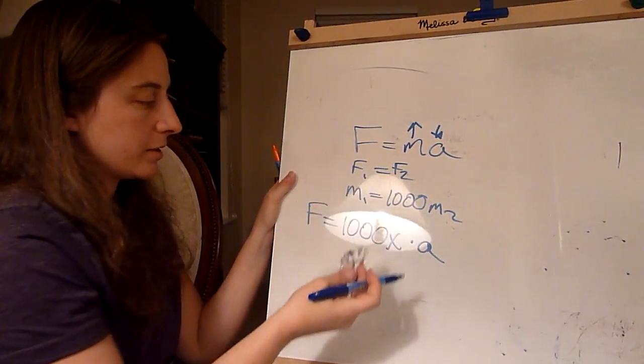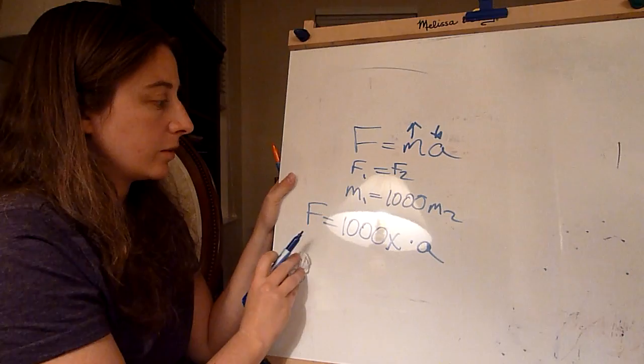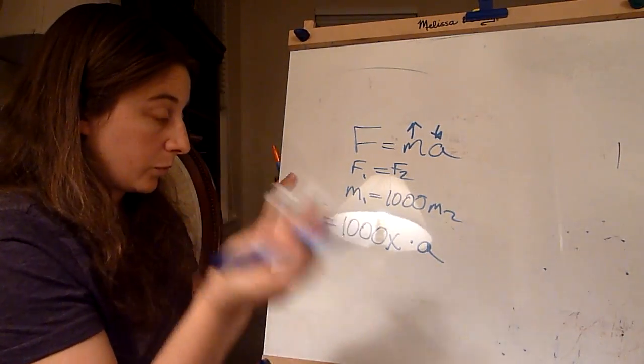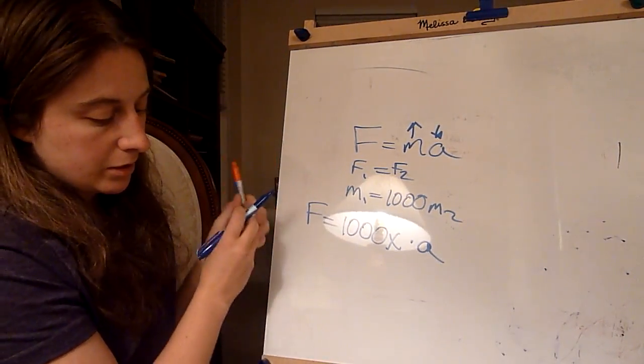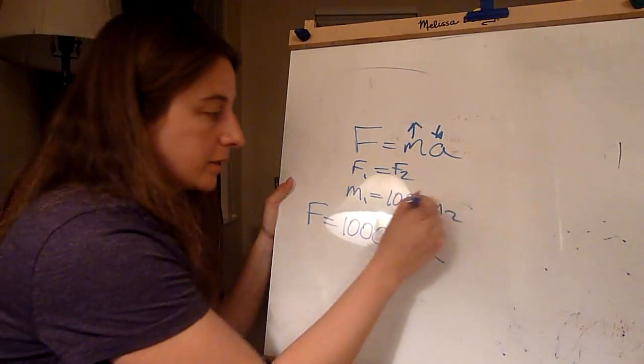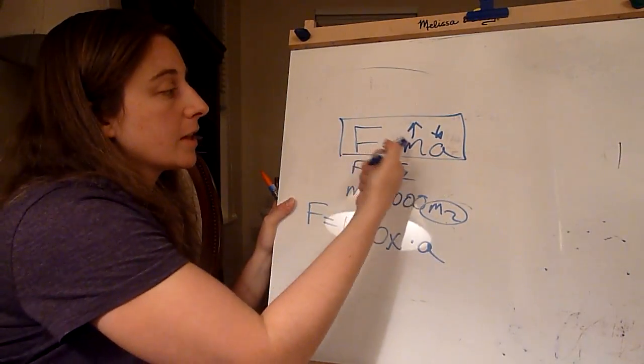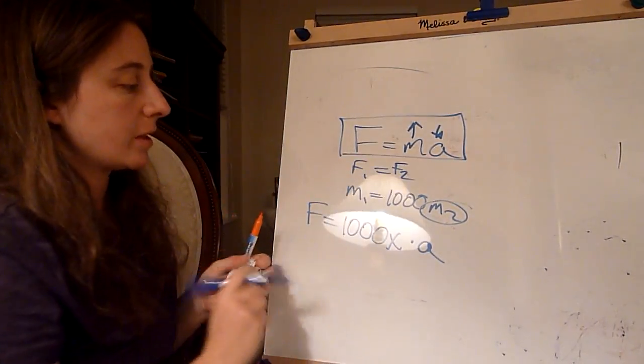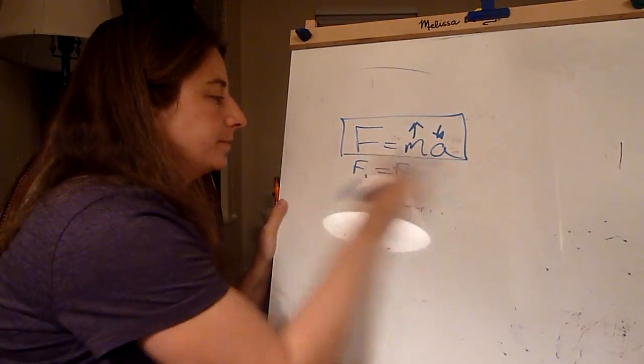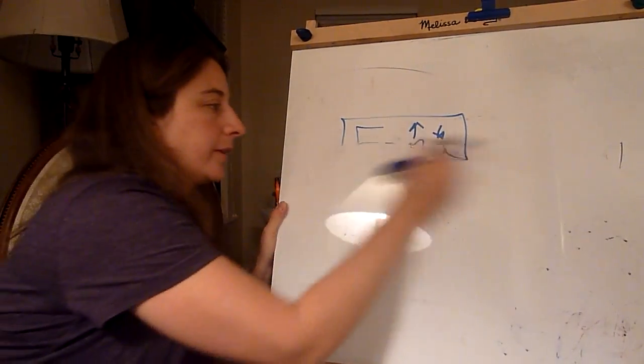Mass 1 here is much greater, so acceleration would be much less. So which one is going to accelerate more quickly? Well, mass 2. So you want to show your equation, you want to show this inverse relationship. As mass goes up, acceleration will go down. So that's the key right there.